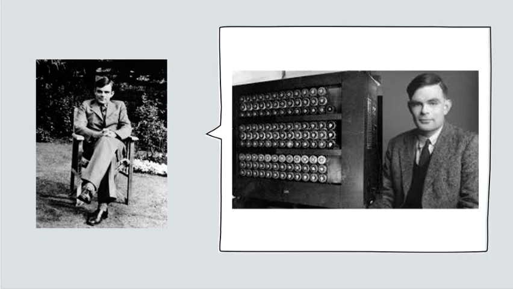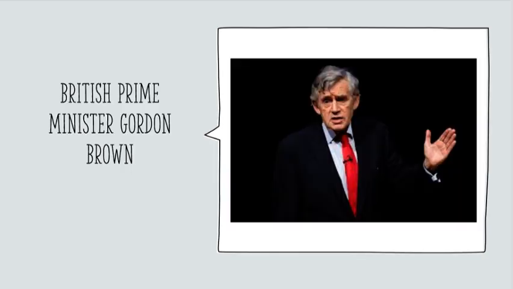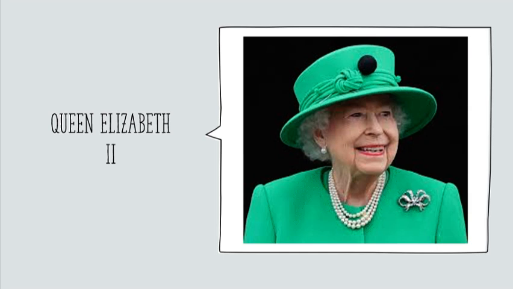By the early 21st century, Alan Turing's prosecution for being gay had become infamous. In 2009, British Prime Minister Gordon Brown, speaking on behalf of the British government, publicly apologized for Alan Turing's utterly unfair treatment. Four years later, Queen Elizabeth II granted Alan Turing a royal pardon.